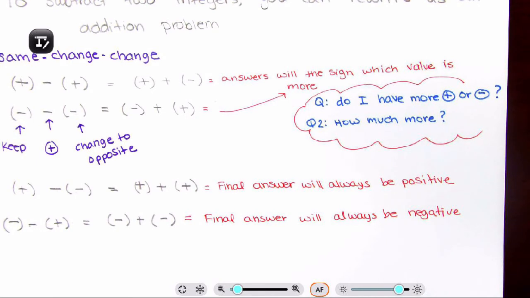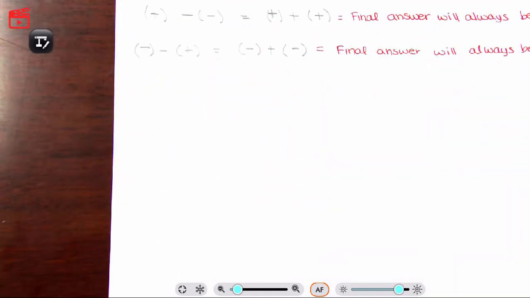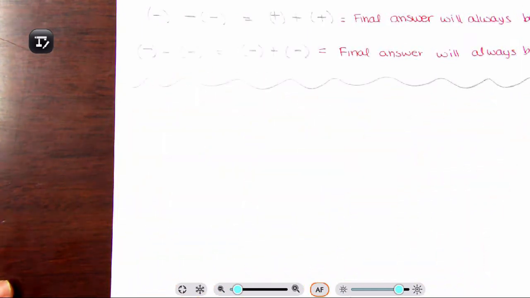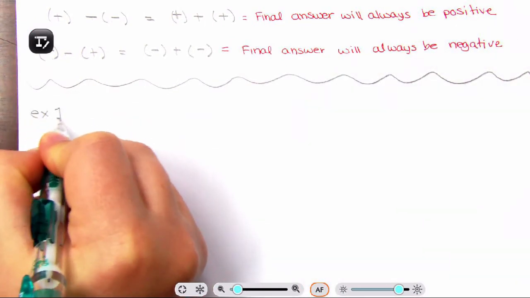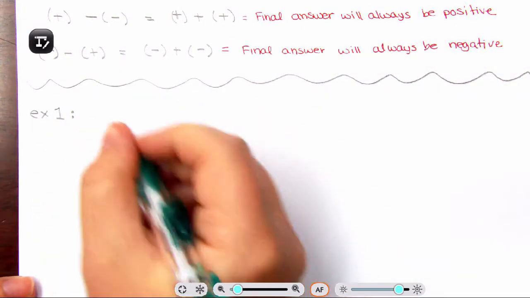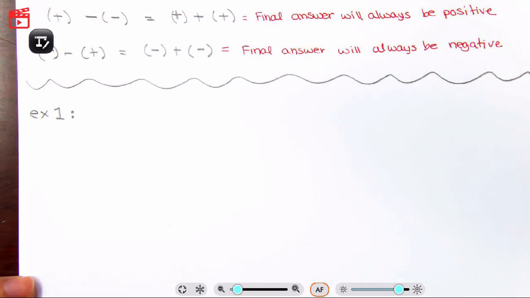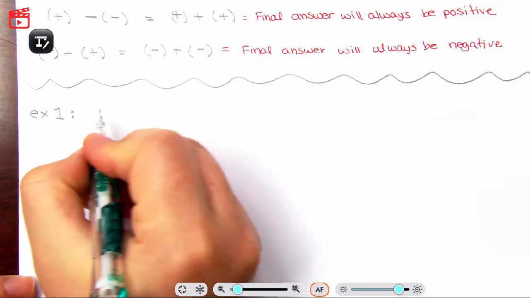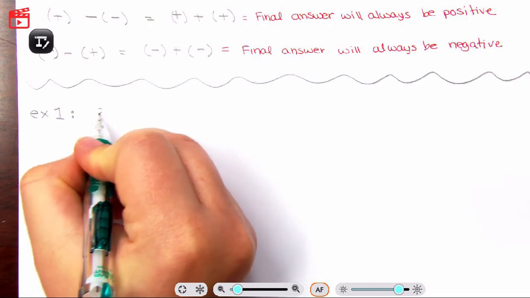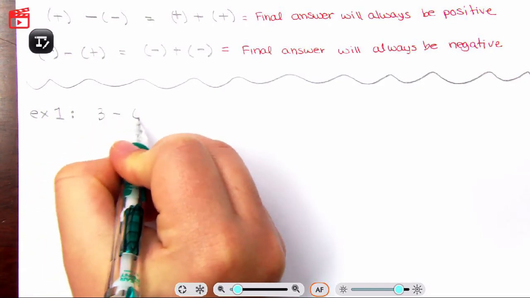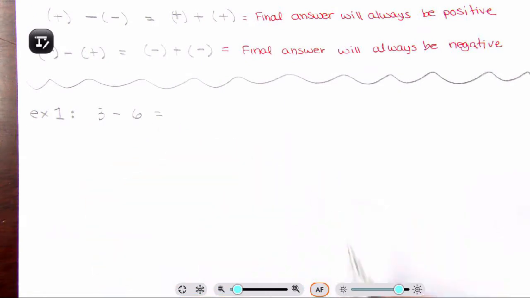All right, let's do some examples. Let's start out with some small numbers so I can show you how to use zero pairs here. I'm going to just put a little squiggly line. There you go. Let's do example 1. Again, we're doing subtraction, but we're not really doing subtraction because we're going to be rewriting it. So let's say I have 3 minus 6.